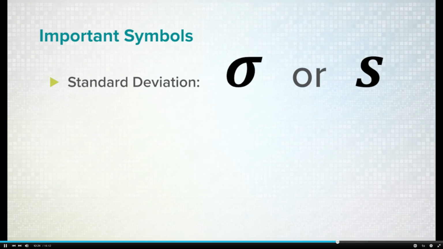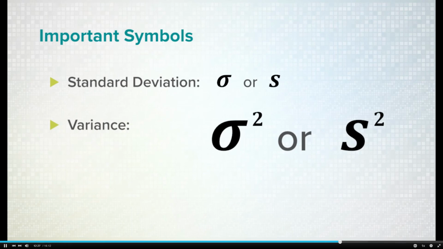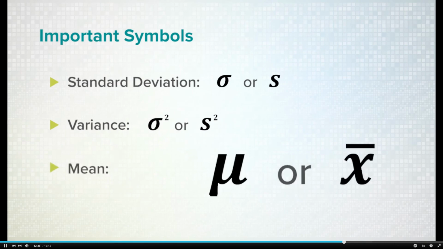So far, we have a few important symbols that I want to make sure we go over again. Standard deviation will either be sigma or S. Variance is sigma squared or S squared. It doesn't even get its own symbol. And mean is mu or X bar.